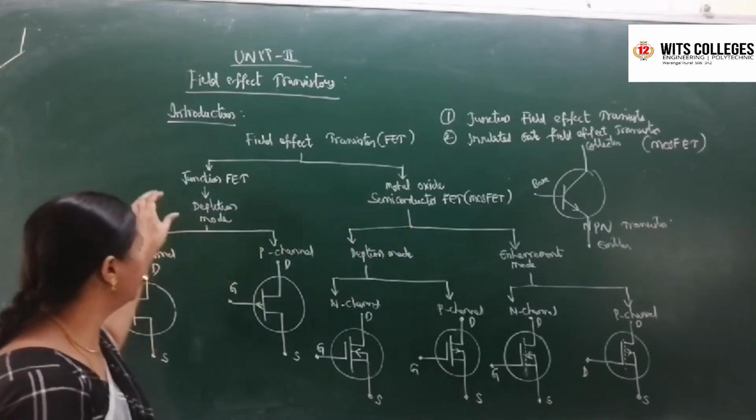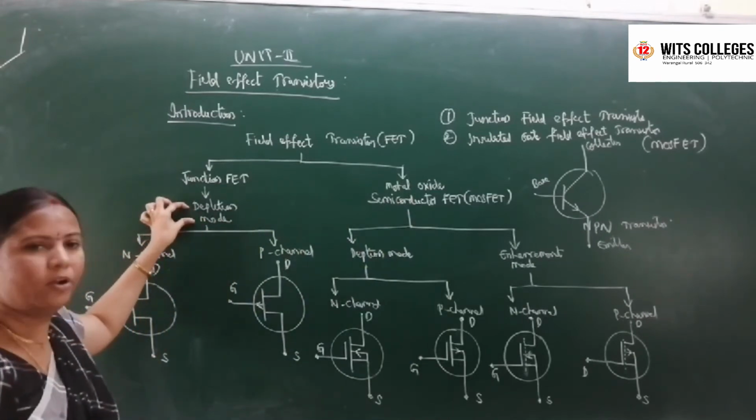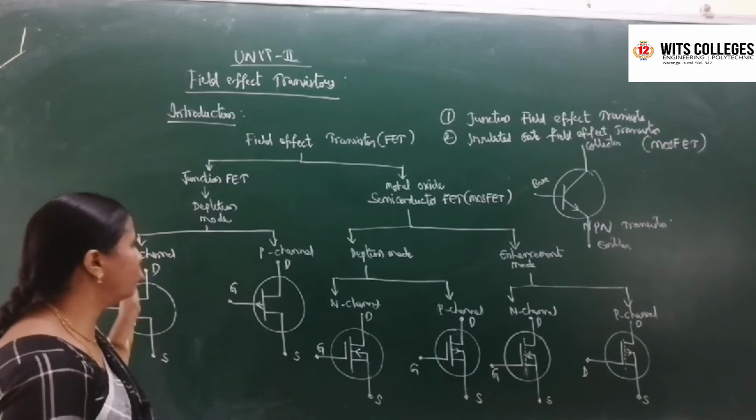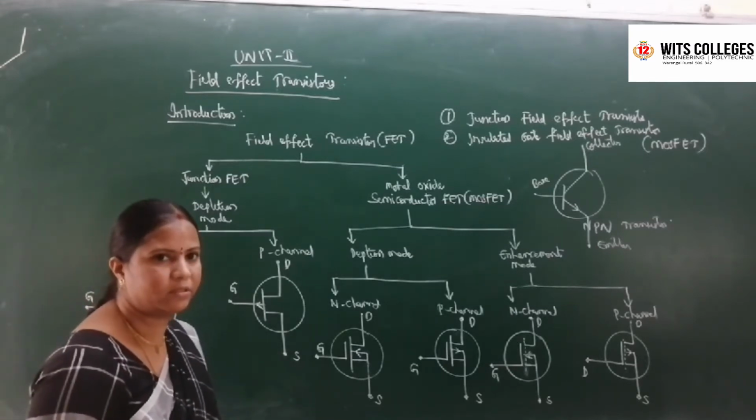Coming to the junction field effect transistor, you have depletion mode. In depletion mode, the current is going to be decreased. Okay?